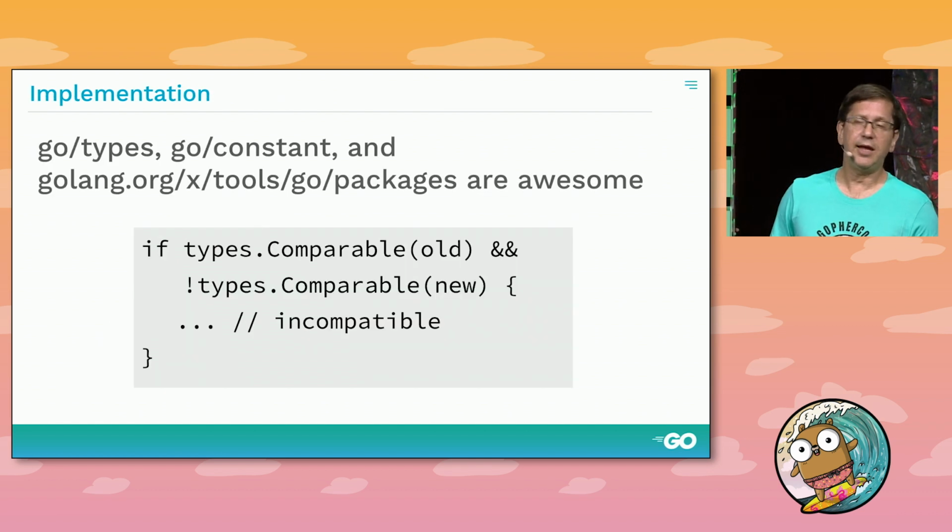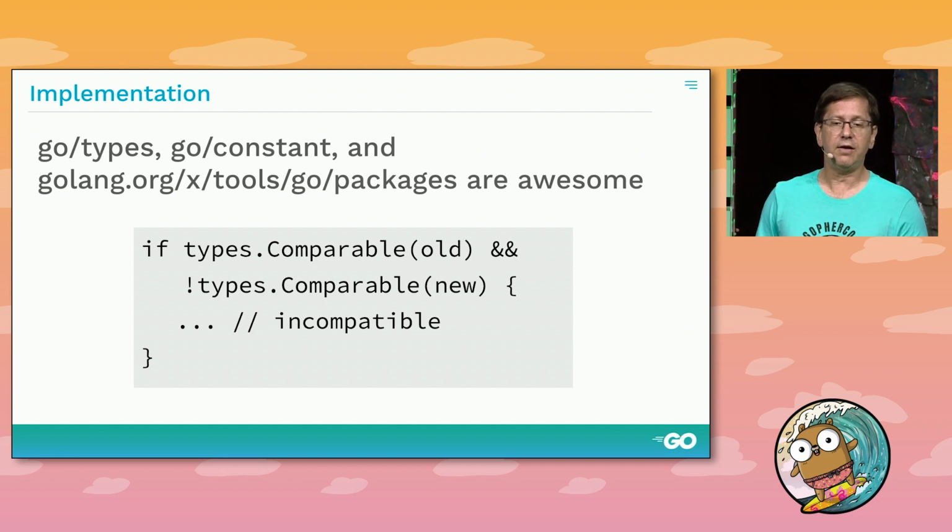A few words about the implementation of my compatibility tool. Once I had the compatibility rules, building the tool was straightforward thanks to the excellent packages for working with Go source code like go/types, go/constant, and golang.org/x/tools/go/packages. Go packages isn't part of the standard library, at least not yet, hence the longer import path. Go types in particular does so much for you that it feels like cheating.